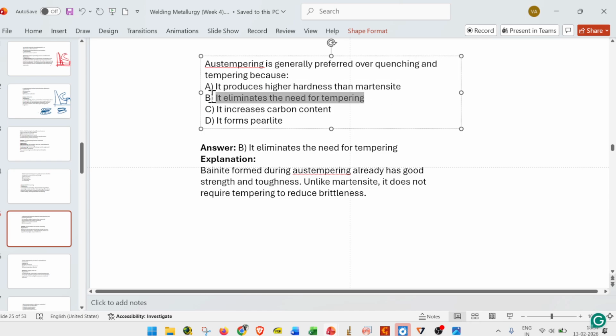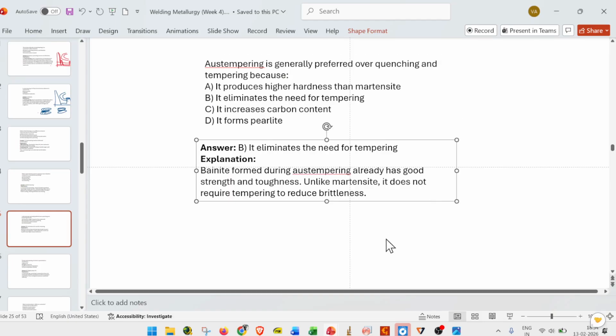No, it eliminates the need for tempering. Yes, because tempering is done to provide surface hardness and improve internal toughness. And to increase the carbon content? No, it forms the pearlite. No, it forms the bainite. So the option will be B. It eliminates the need for tempering, because the toughness we would get from tempering can be achieved by this austempering process.